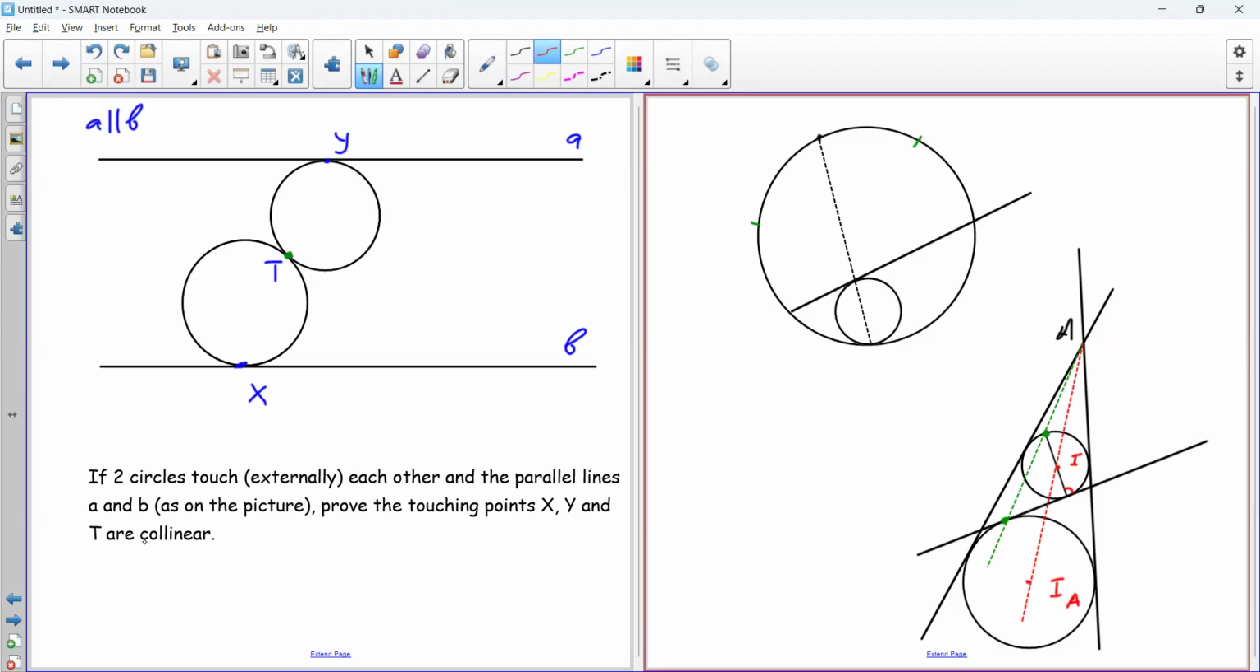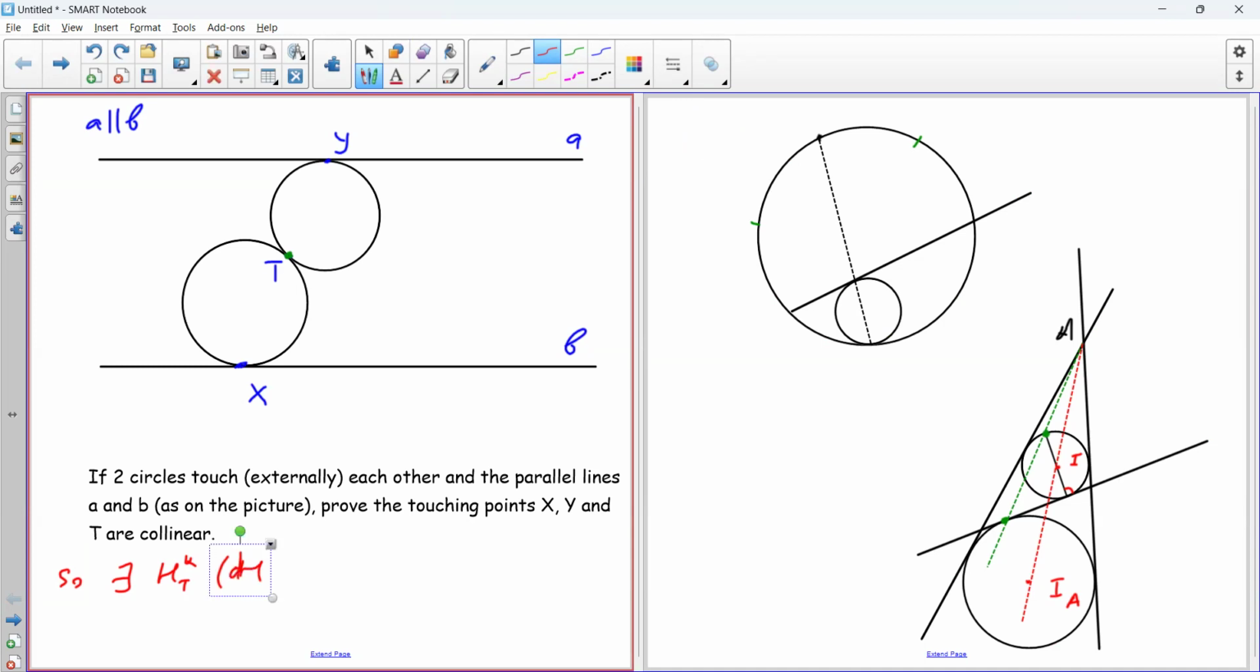So what is known now? There exists a homothety with the center T and some coefficient, which we denote just H, so that H of, we call this omega X, this omega Y.